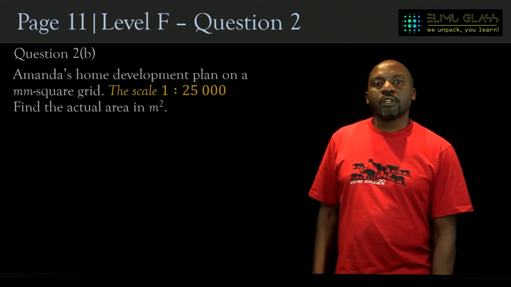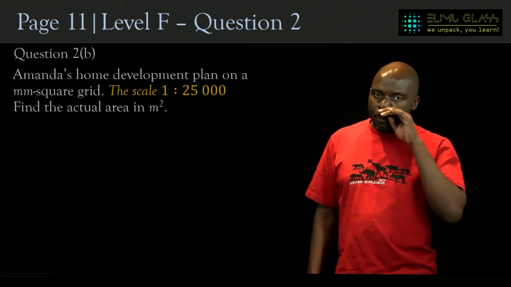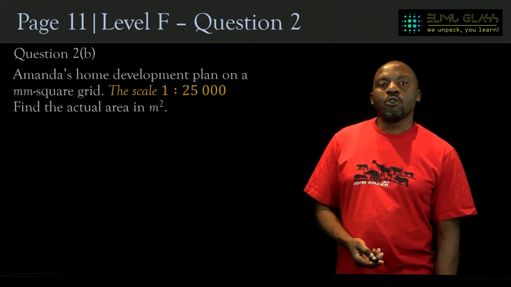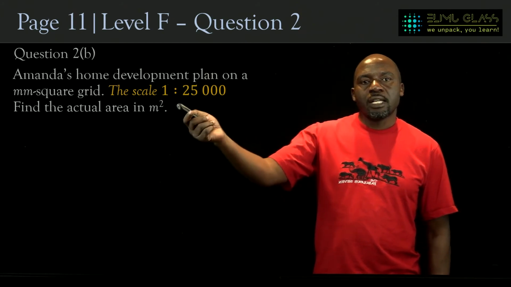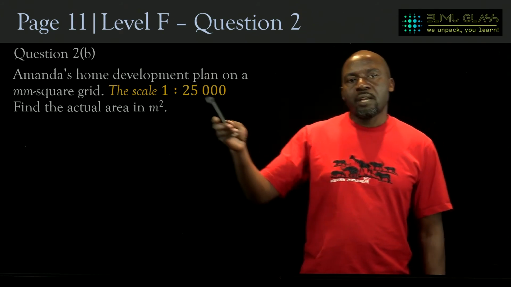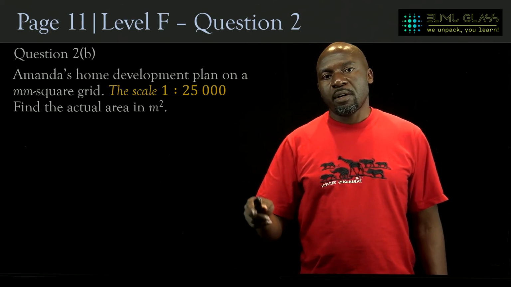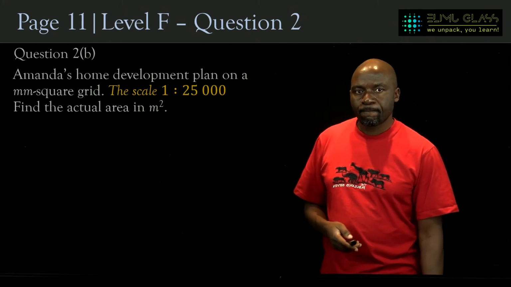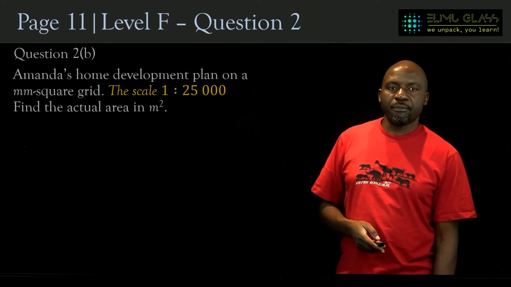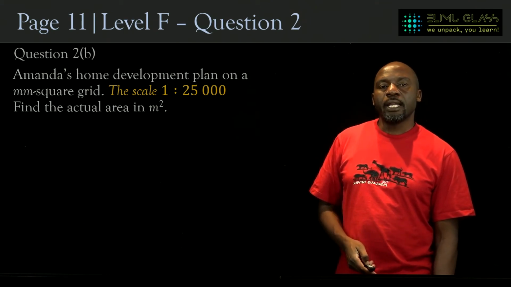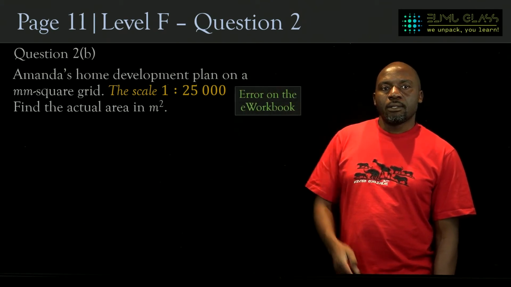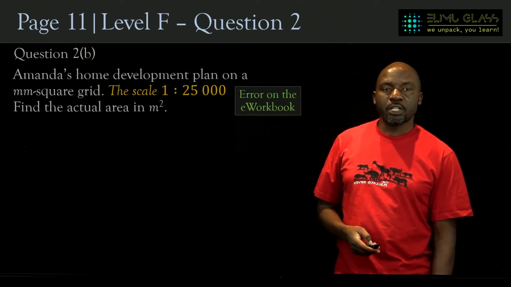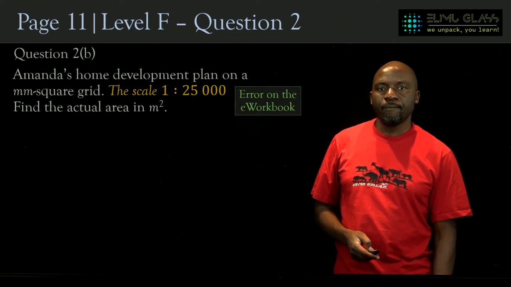Okay, so find the actual area of that plot of land that Amanda is going to use for home development, right? So how do we go about this? A scale of 1:25,000 means that 1 millimeter on the piece of paper will represent 25,000 millimeters on real land, okay? Which is the same as 25 meters in real land. So this is just telling you that there was an error, a 0 was missing in the eWorkbook. Just ensure you put it there. It's not a big deal really.